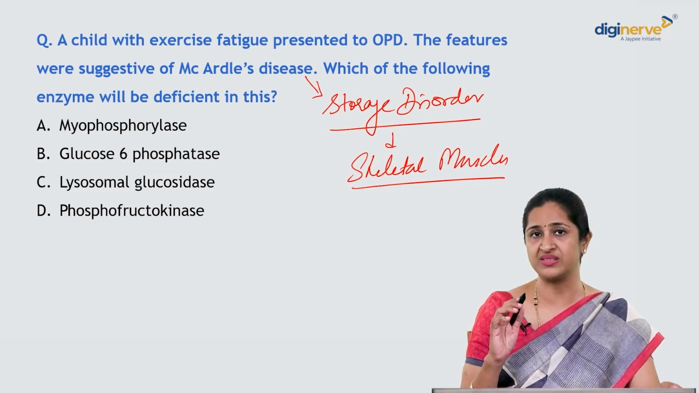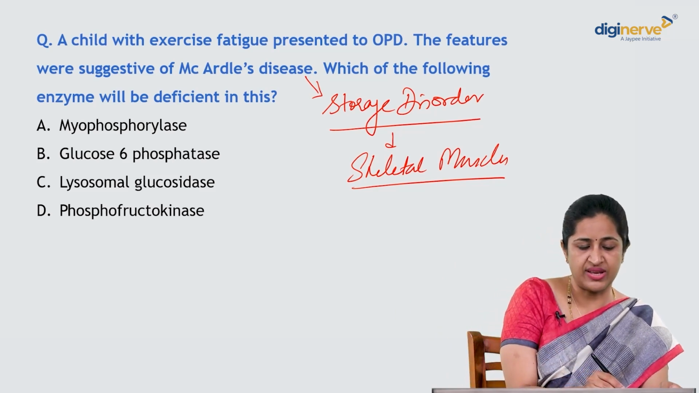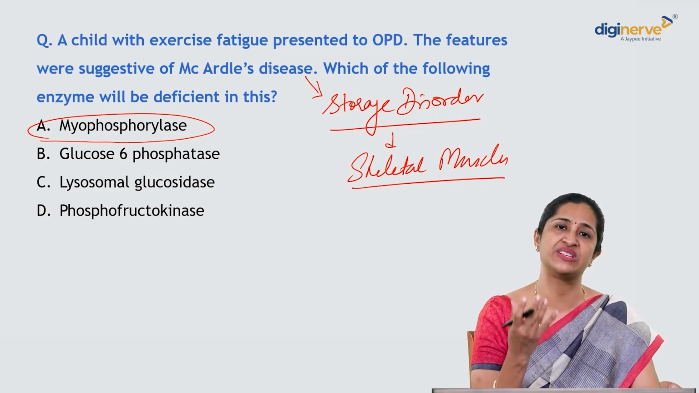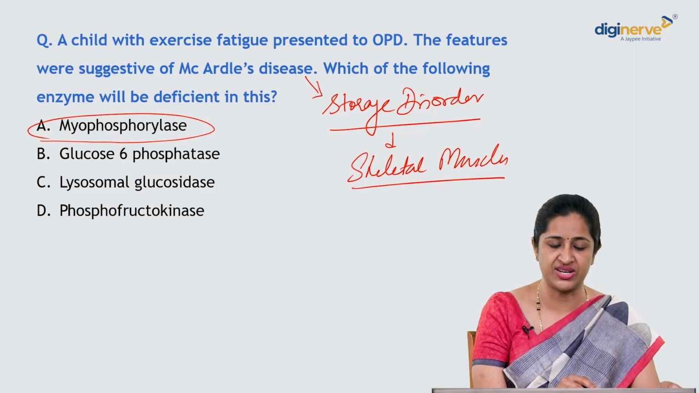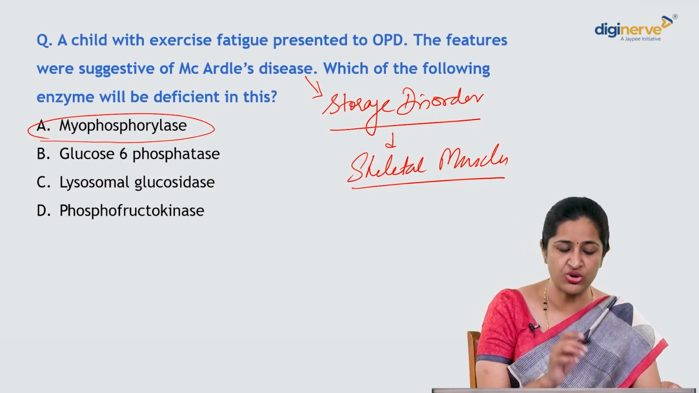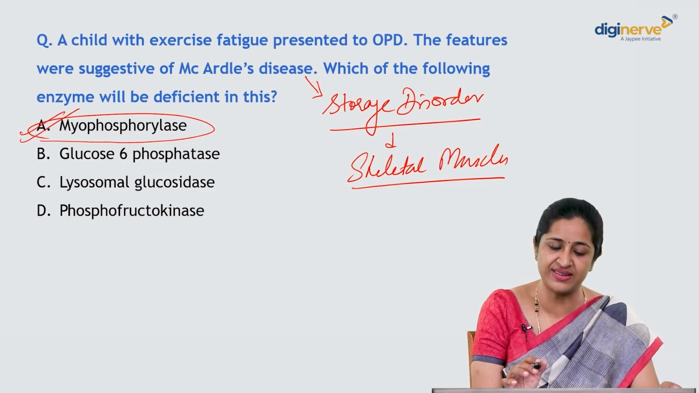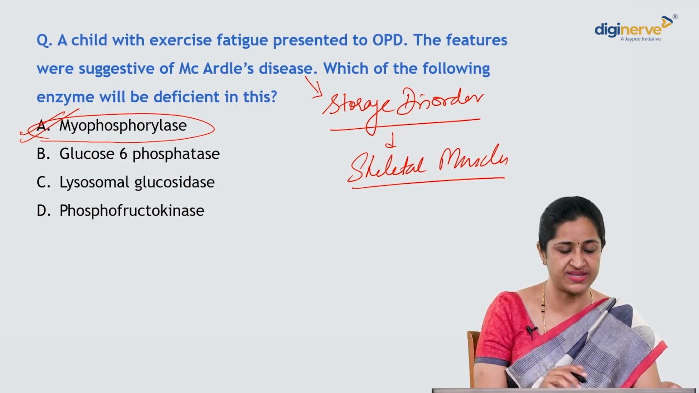So you know McArdle's disease, skeletal muscle, the muscle is also called myo. So the correct answer will be myophosphorylase, because myophosphorylase is the primary enzyme in the muscle which can produce this condition. In McArdle's disease, there is deficiency in this enzyme. So deficiency of myophosphorylase produces McArdle's disease, which is a storage disorder. Let's look at the other options.